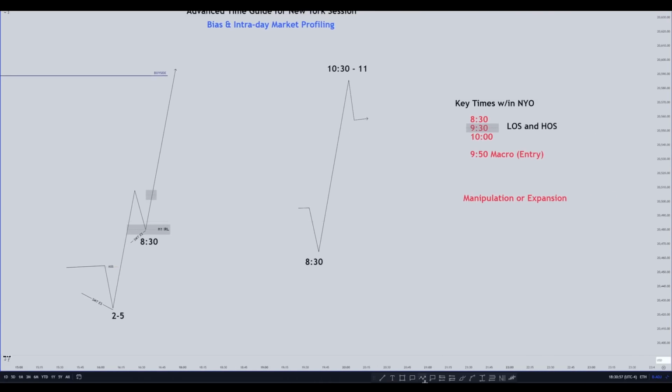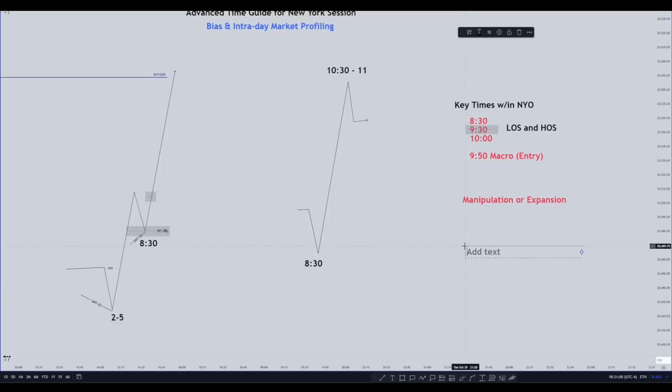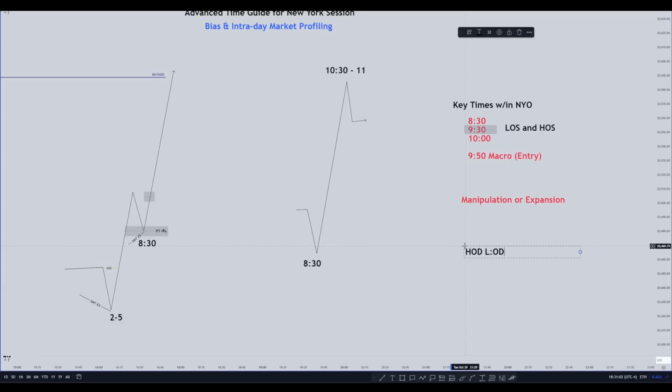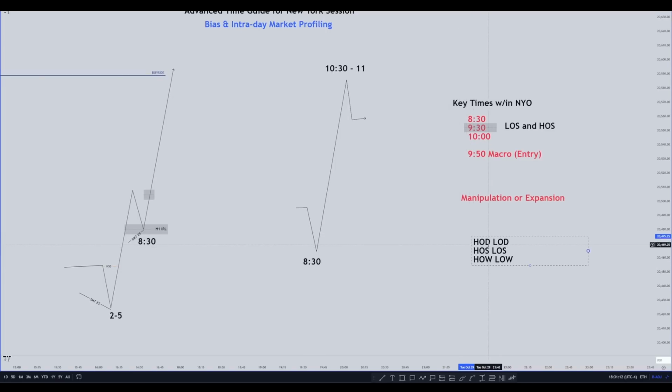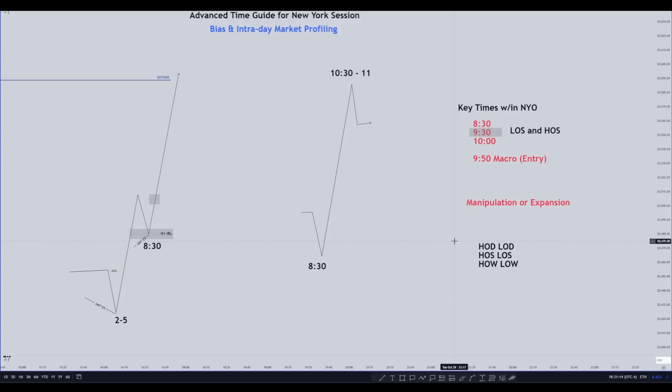What I'm trying to get at here is high of day, low of day, high of session, low of session, high of week, low of week. All of these are time-based. They're not random times that we're going to form these, right? If you think about it on your weekly profile, if we have a classic expansion week, what day of the week is our low going to form on if we're bullish?